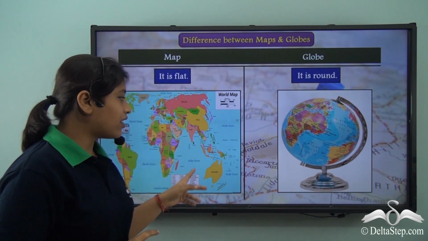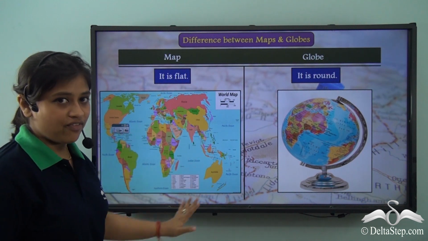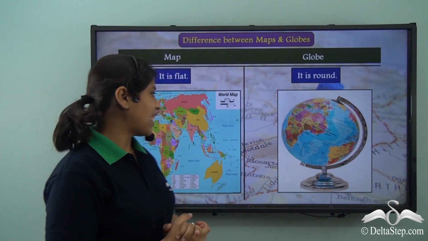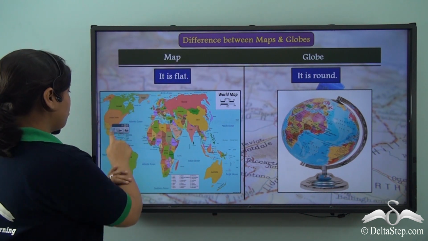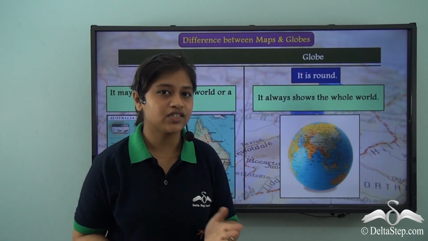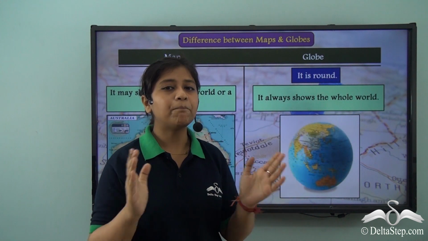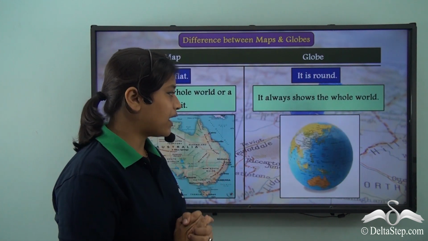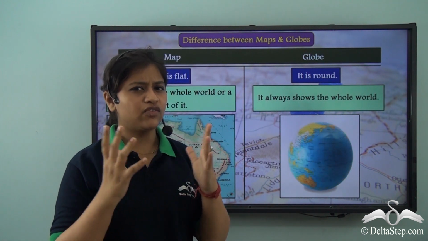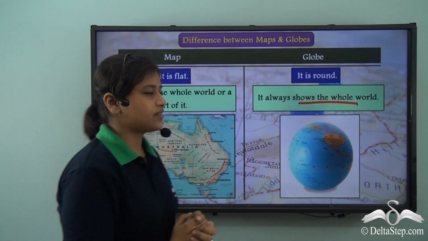Well, the first and the foremost difference is maps are flat while a globe is round in shape, as you can see here. Moving on. Okay, so as I have already mentioned earlier, a map may represent a whole or a part of the earth. But when we are looking at the globe, since it is a small model of the earth, it will always show the whole world.